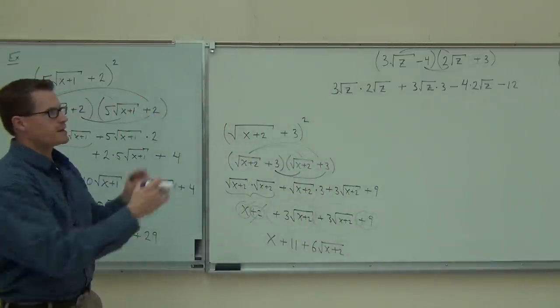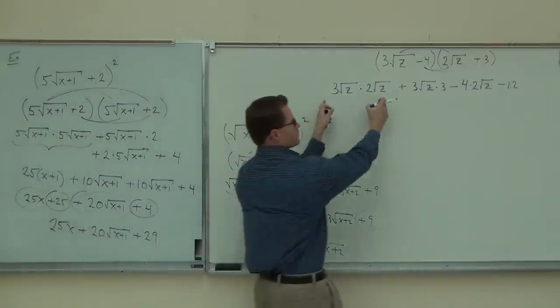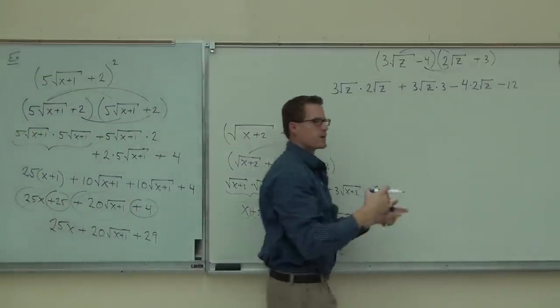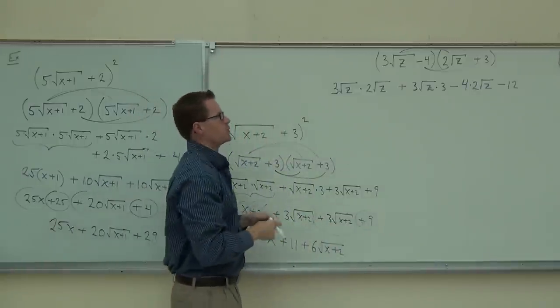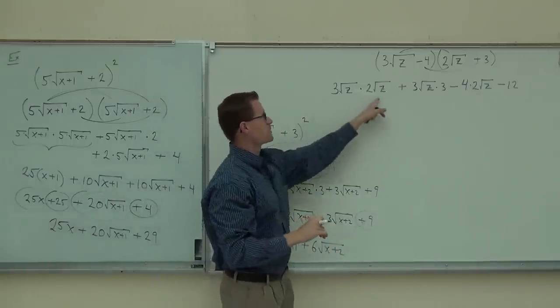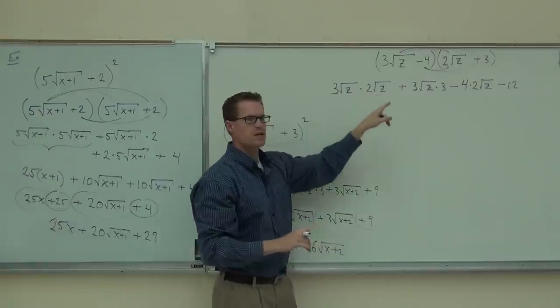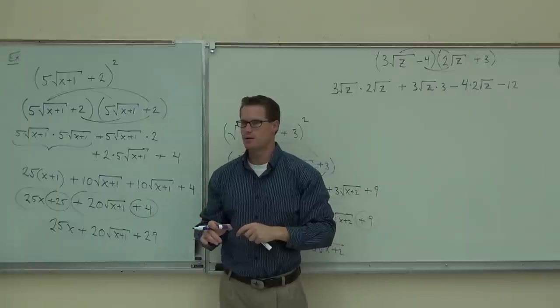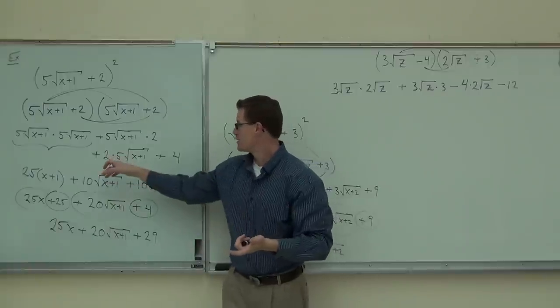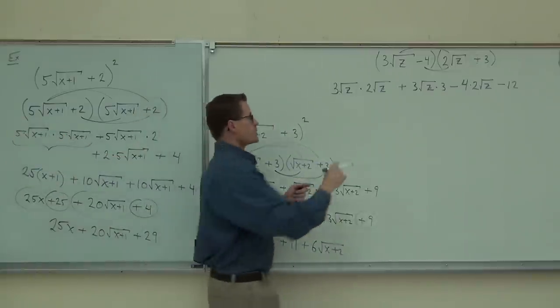Next up, we're going to multiply term by term. There's 1, 2, 3, 4 terms. Multiply term by term to see what we can do according to our radical rules, our root rules. First is this one up here. We're going to have 3 root z times 2 root z. Tell me the number I'm going to get out of that thing. What am I going to get? 6. I'm going to get 6. Just like I got 25 over here, I'm going to get 6.